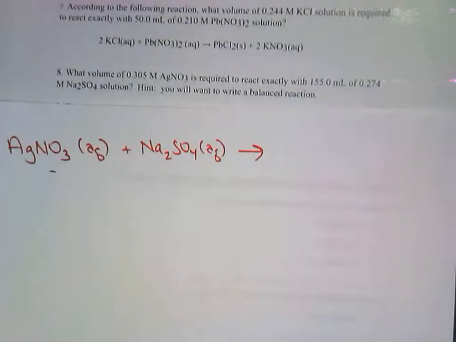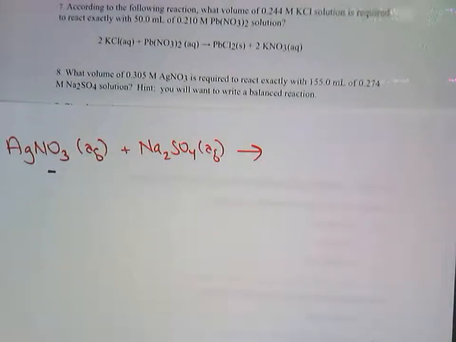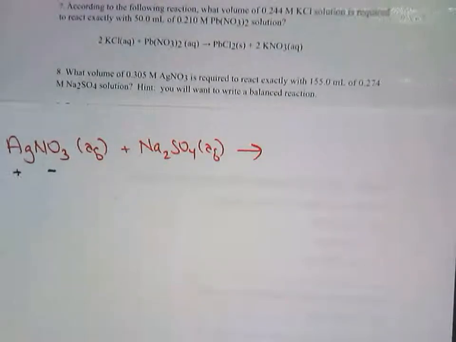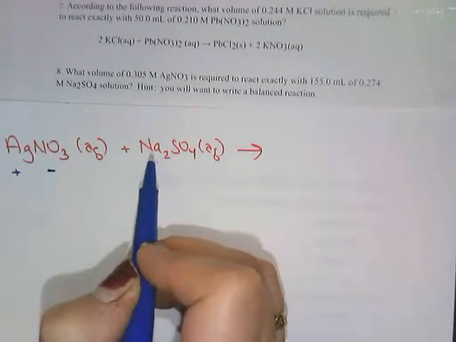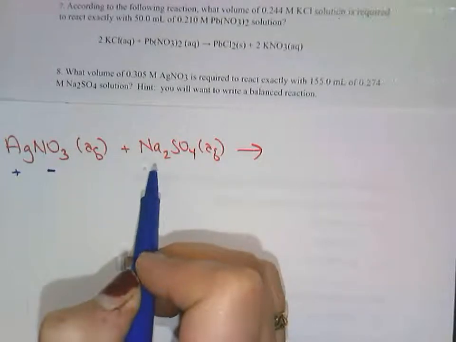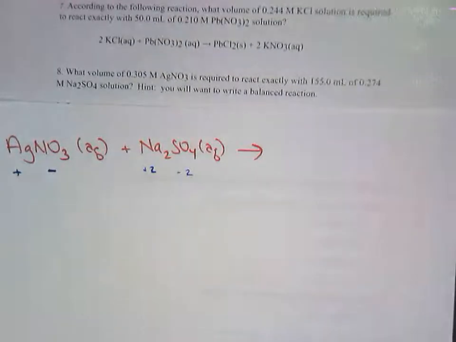-1. NO3 is always -1. So if that's -1, what must be Ag? +1. All right, what is the charge of sodium all the time, always? +1, and I have 2 of them. Right, so overall it's going to be +2, so what's the sulfate? -2. All right, so one of them is going to be silver sulfate.